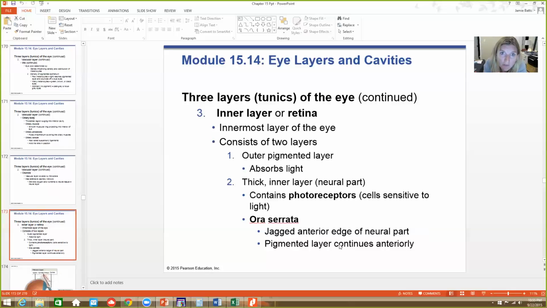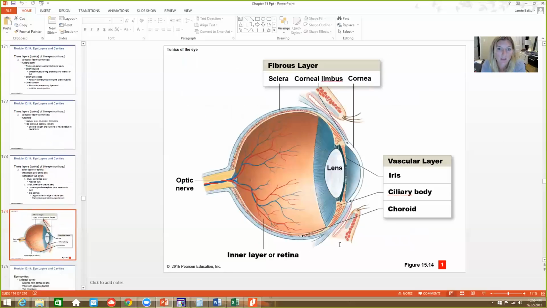This is the innermost layer of the eye, has 2 layers, an outer pigmented and an inner neural layer. That inner neural layer is where our photoreceptors are. These are very sensitive to light. The ora serrata, this is the kind of jagged anterior part of the eye, and this is where the pigmented part kind of begins. So let's put it all together.